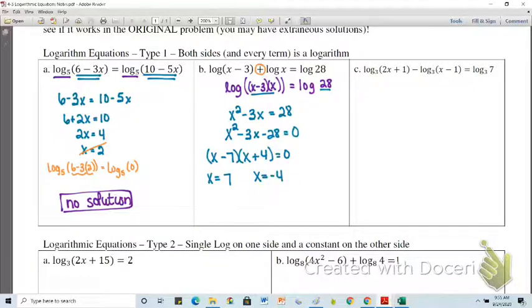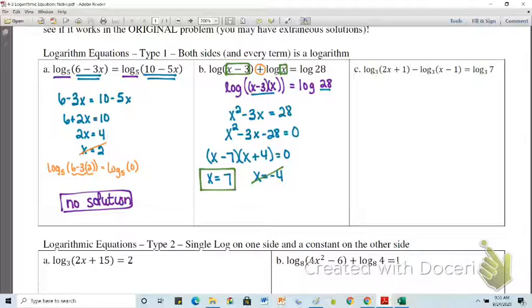I need to see, do they both work? So when I plug it back in to here and here, do I get positive numbers? So 7 minus 3 is 4. That's good. And 7's a positive number. -4 minus 3 is -7. Therefore, this does not work because I can't take the log of a negative number. That is my extraneous solution. Therefore, x equals 7 is my only solution.